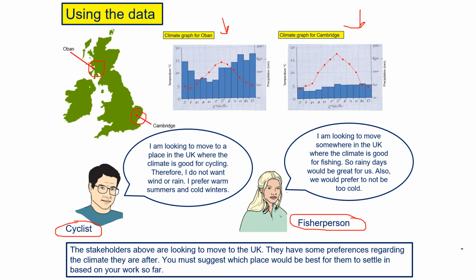So you've got to think about what he said there and look at these climate graphs. Which one would he prefer? Now, the things he said there was he doesn't like wind or rain, and he wants warm summers and cold winters. So you've got to have a look at these graphs and decide which graph suits his preferences. When you've done that, have a look at the fisher person.